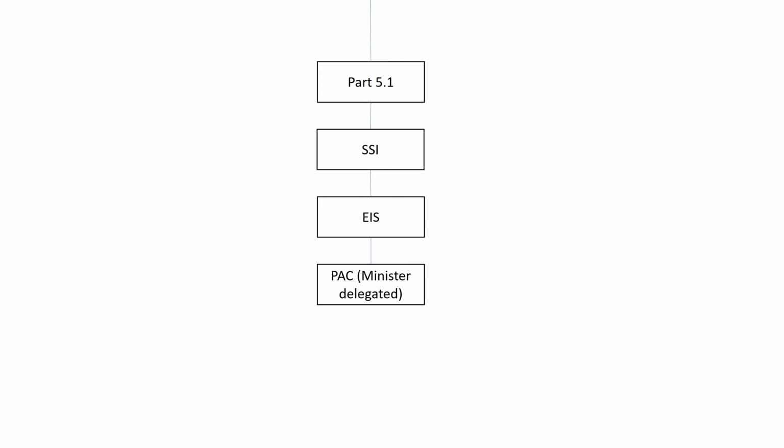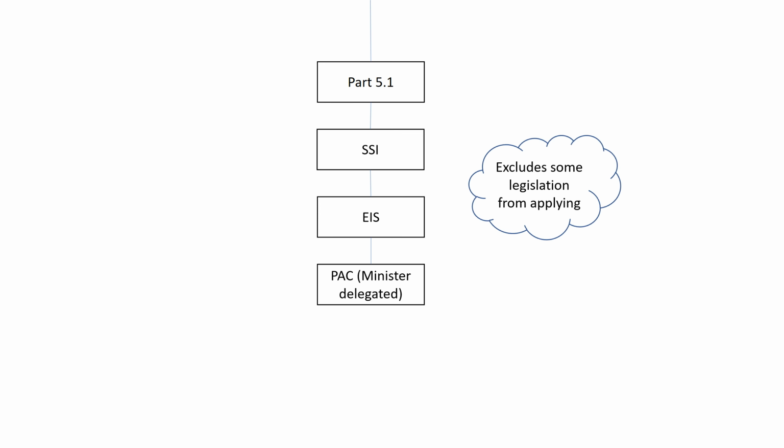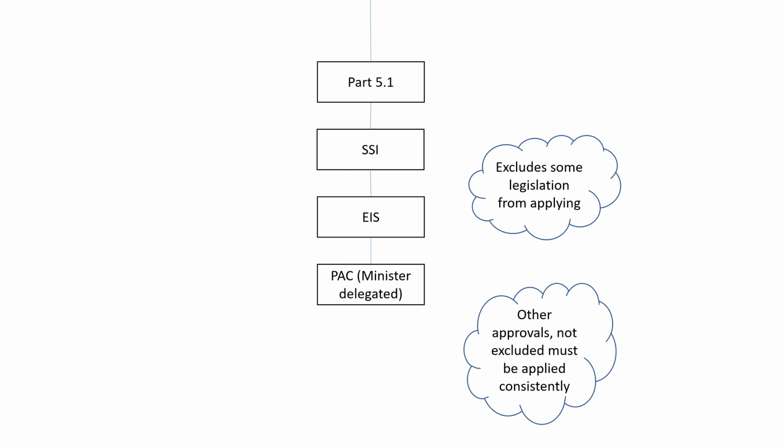Part 5.1 is known as State Significant Infrastructure. A proponent is required to prepare an environmental impact statement, and the Planning Assessment Commission, under delegated authority from the Planning Minister, is the consent authority. Similar to State Significant Development, it excludes some legislation from applying. Again, similar to State Significant Development, where other approvals are not excluded, they must be applied consistently.